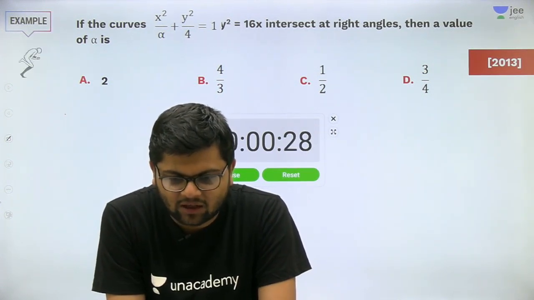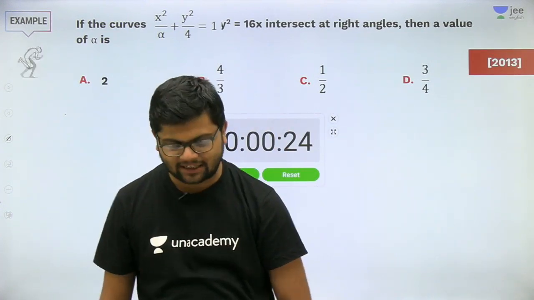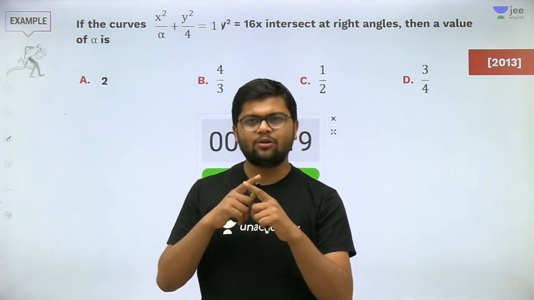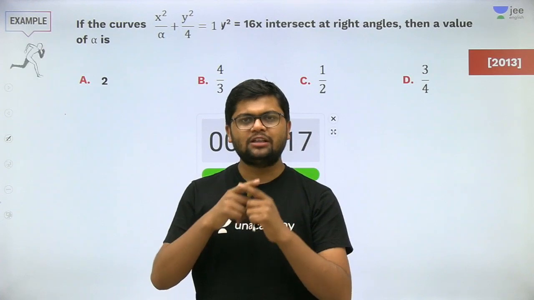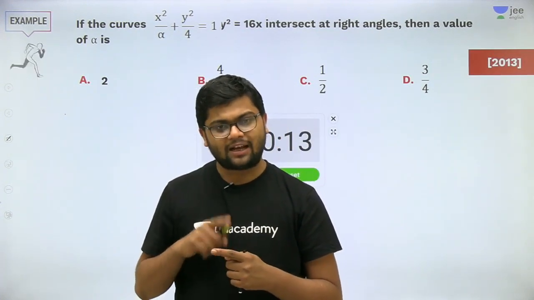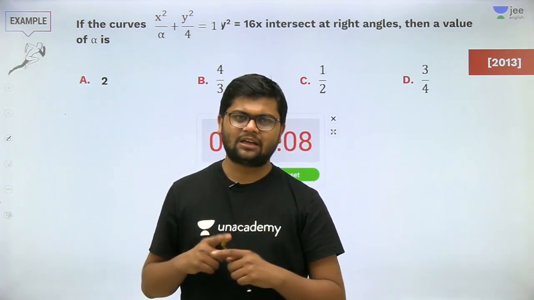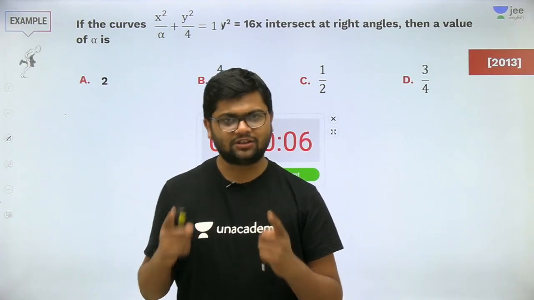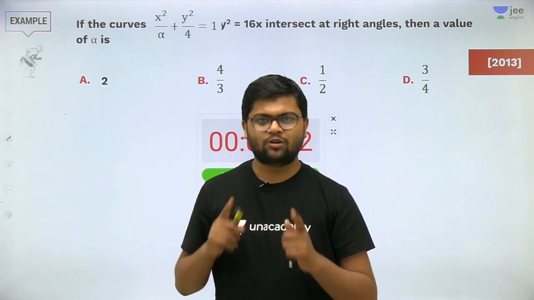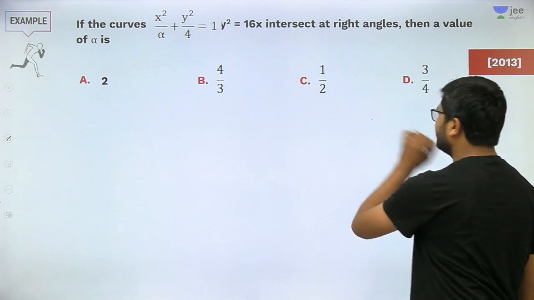What I am trying to convey is that if any two curves intersect at right angle, then at the point of intersection, the angle between their tangents is 90 degrees. That is the theory. So if the angle between tangents is 90 degrees, it means the angle of tangent can be calculated by differentiation. So product of slopes will be -1, which implies product of derivatives will be -1. Now just try solving this one.